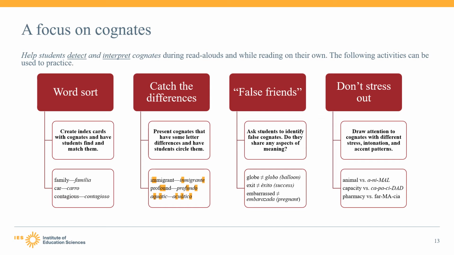Cognates are not everywhere, however, and there's another category of words that we think about in relation to cognates called false friends, which are words that sound like they should be cognates. They have a similar sound pattern across languages, but they don't actually mean the same thing. And when you play this game, you can ask students to identify false cognates and then ask whether they share any aspects of meaning. So the few that we've listed here are globe and global, which means balloon.